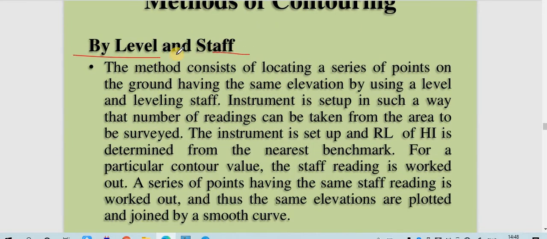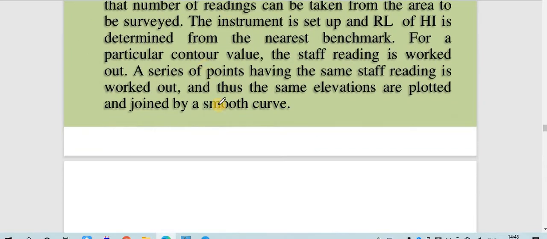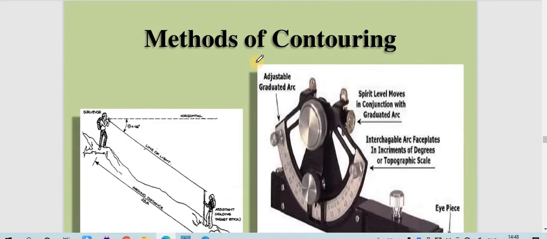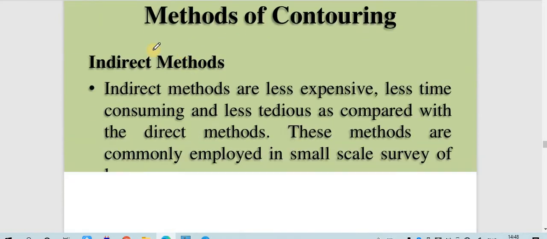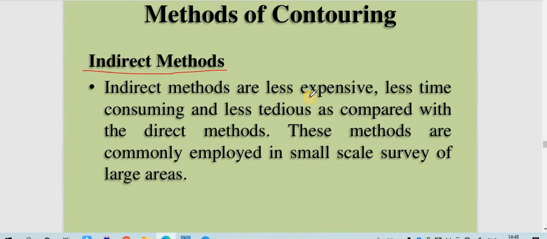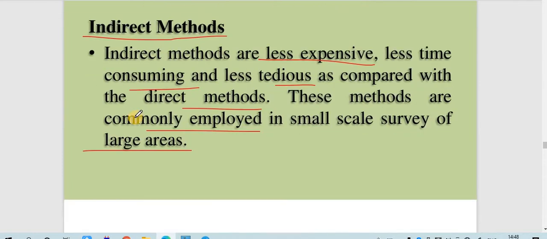By level and staff, as I've told you, in contouring we require a leveling instrument as well as a leveling staff, and with the help of that we can prepare the contour map. After that we'll see the indirect method. So indirect methods are less expensive, less time consuming, and less tedious as compared to the direct method. These methods are commonly employed in small scale surveys of large areas, okay.